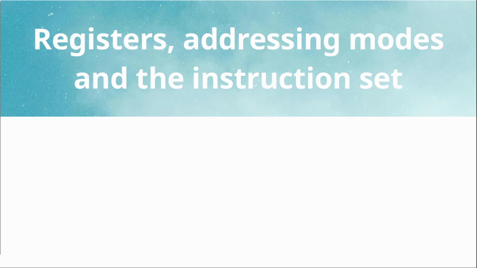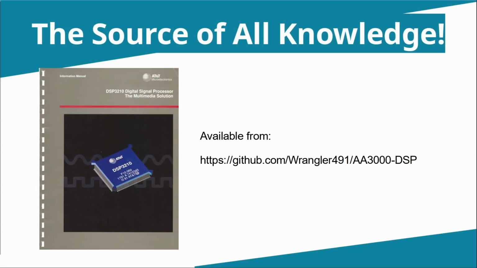But let's dig a little bit further now into the DSP's registers, its addressing modes, and its instruction set. Really, to know about this subject, you have to open up the information manual. That's the front cover there on the left. It's hundreds of pages long, and it is available from my GitHub site that you can see the address of there. If you want to know more about the DSP chip, there is really no substitute for downloading a copy of that and studying it at length. Almost all the information in this video is formed from reading the information manual.